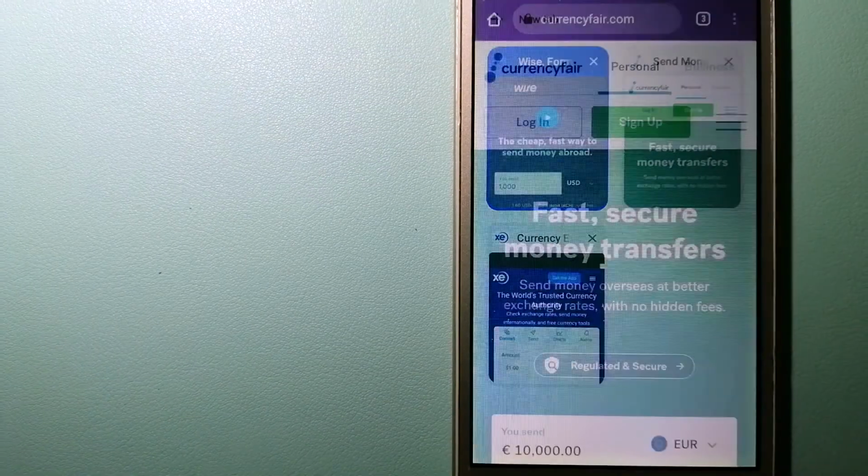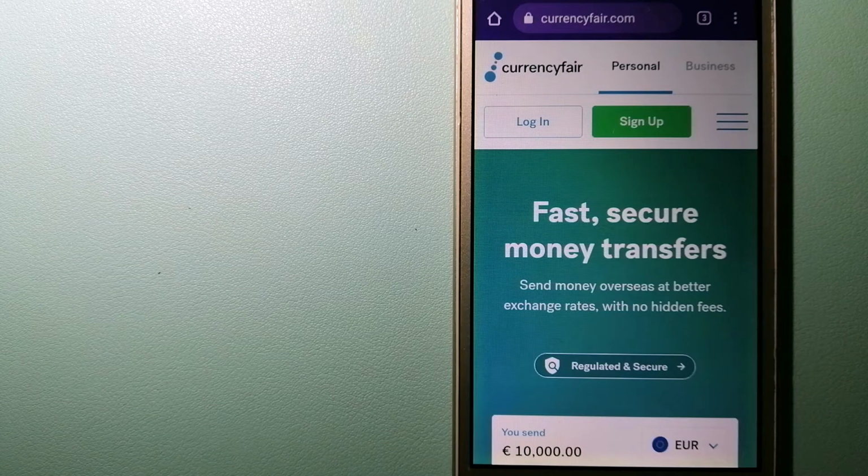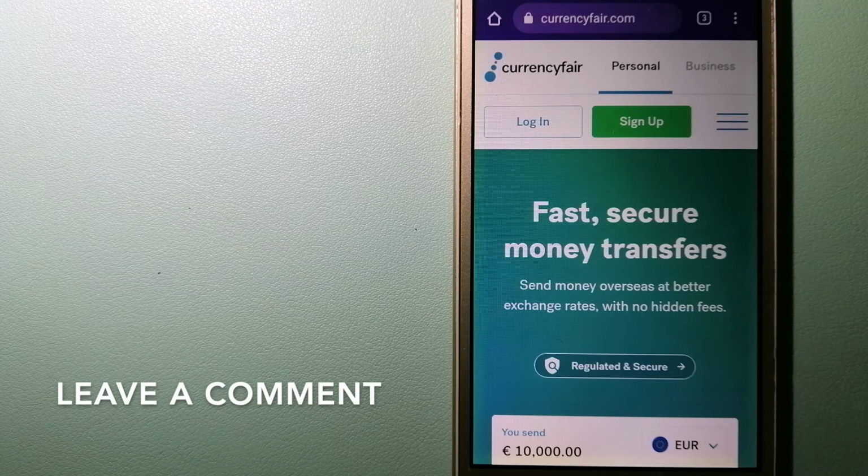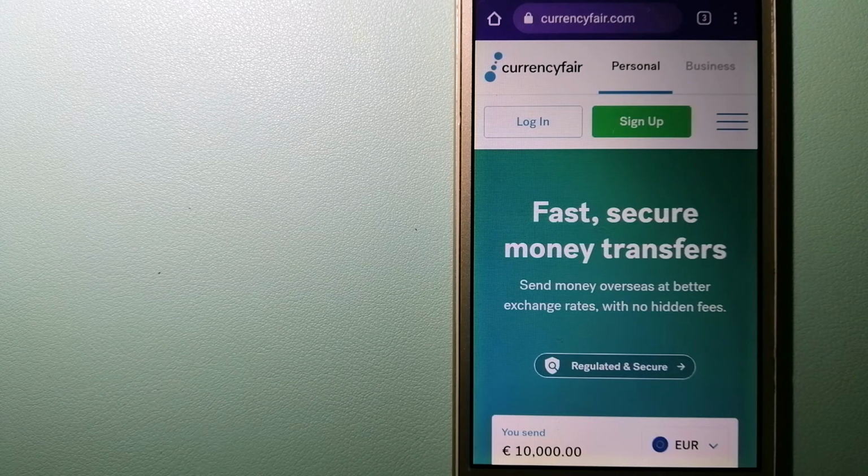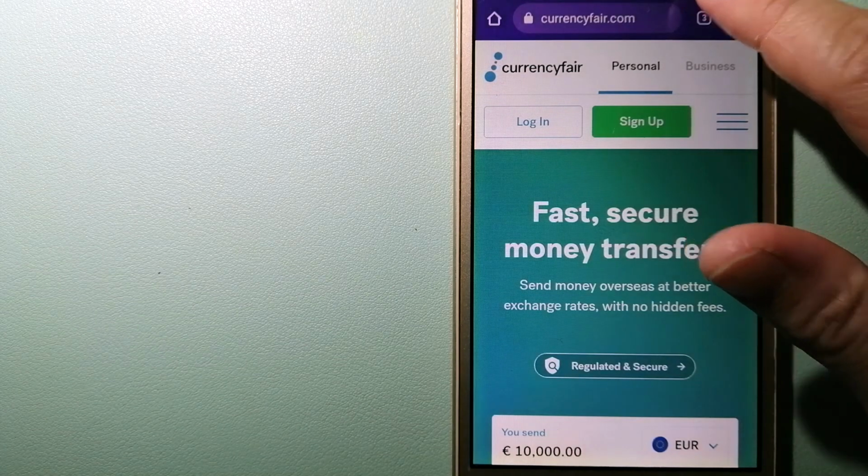The second option is CurrencyFair. This is a B2B online marketplace that allows individuals and businesses to exchange currencies and send funds to bank accounts worldwide. It uses a unique person-to-person online marketplace to facilitate currency exchange between users in a simple and anonymous fashion. And to know more about CurrencyFair, check the video description.